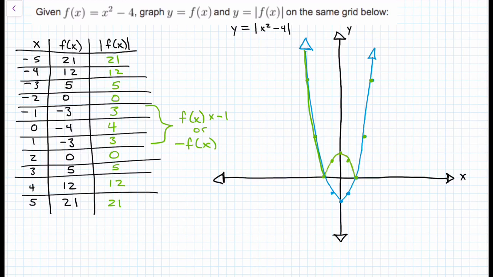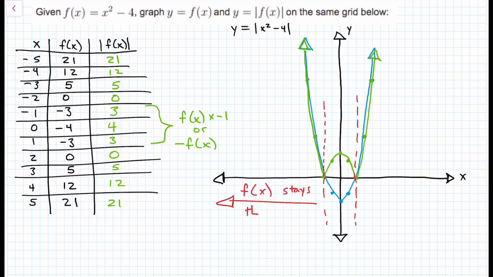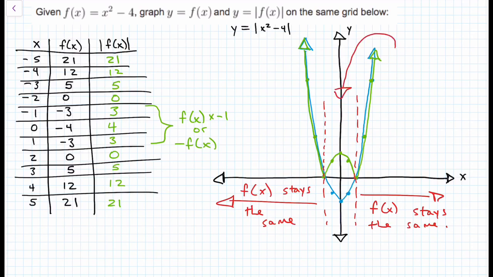So that's interesting to see, and it's important to notice that -2 and +2 are the x-intercepts. Between those two points, it's like little regions. If you go to the left of -2, f of x stays the same. So the graph of f of x is above the x-axis, so it stays the same. To the right of +2, f of x also stays the same. But in between -2 and +2, where the graph of f of x is below the x-axis, that's where it gets reflected up above, which is the same as multiplying the function by -1.